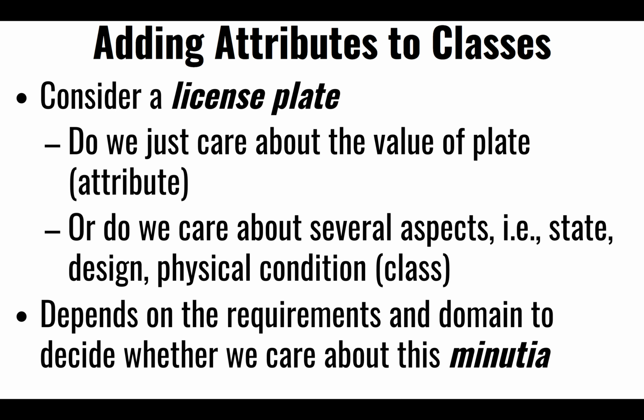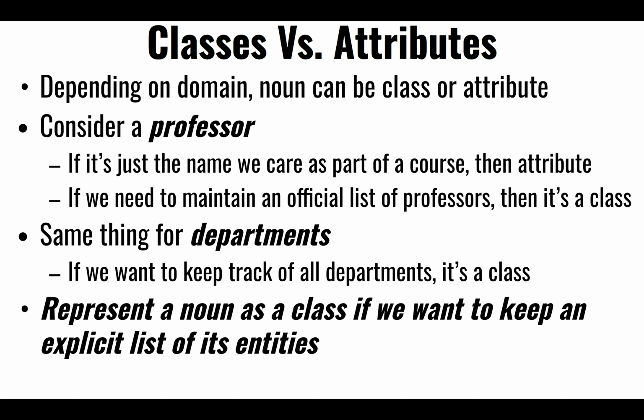Or it might be enough to just have the license plate number, and that's it. So depending on the minutia or the amount of information you want to keep track of, you might decide that it's either an attribute or a class. Right? Obviously, if you have many attributes, then it needs to be its own class. If it's just a value, then it might be just an attribute of some other bigger class. Same thing with professors. We decided they're not important enough. It's just going to be an attribute in some other class. Same thing with departments.